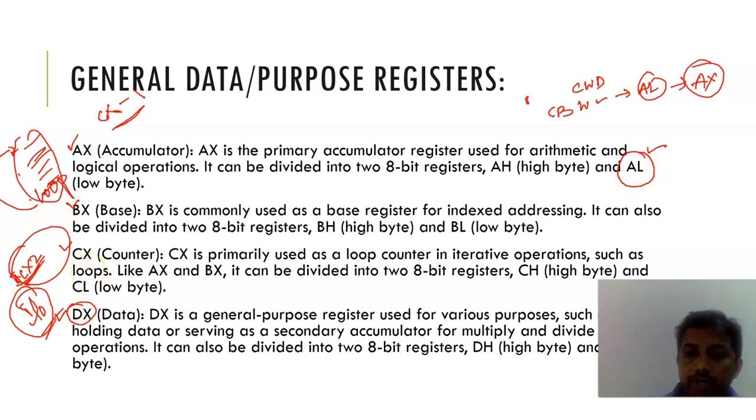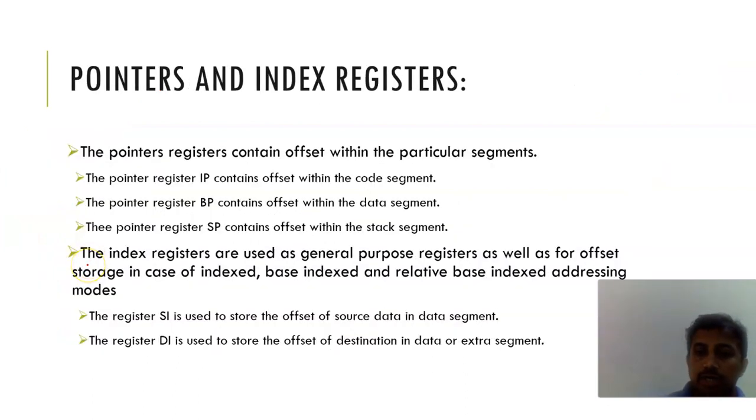So AX is the accumulator, BX is the base register, CX is the counter register, DX is the data register. An additional operation of DX is storing the variable port addresses. So these are all the general purpose registers. We'll have a small look at the pointer and index registers, and we'll close this one.